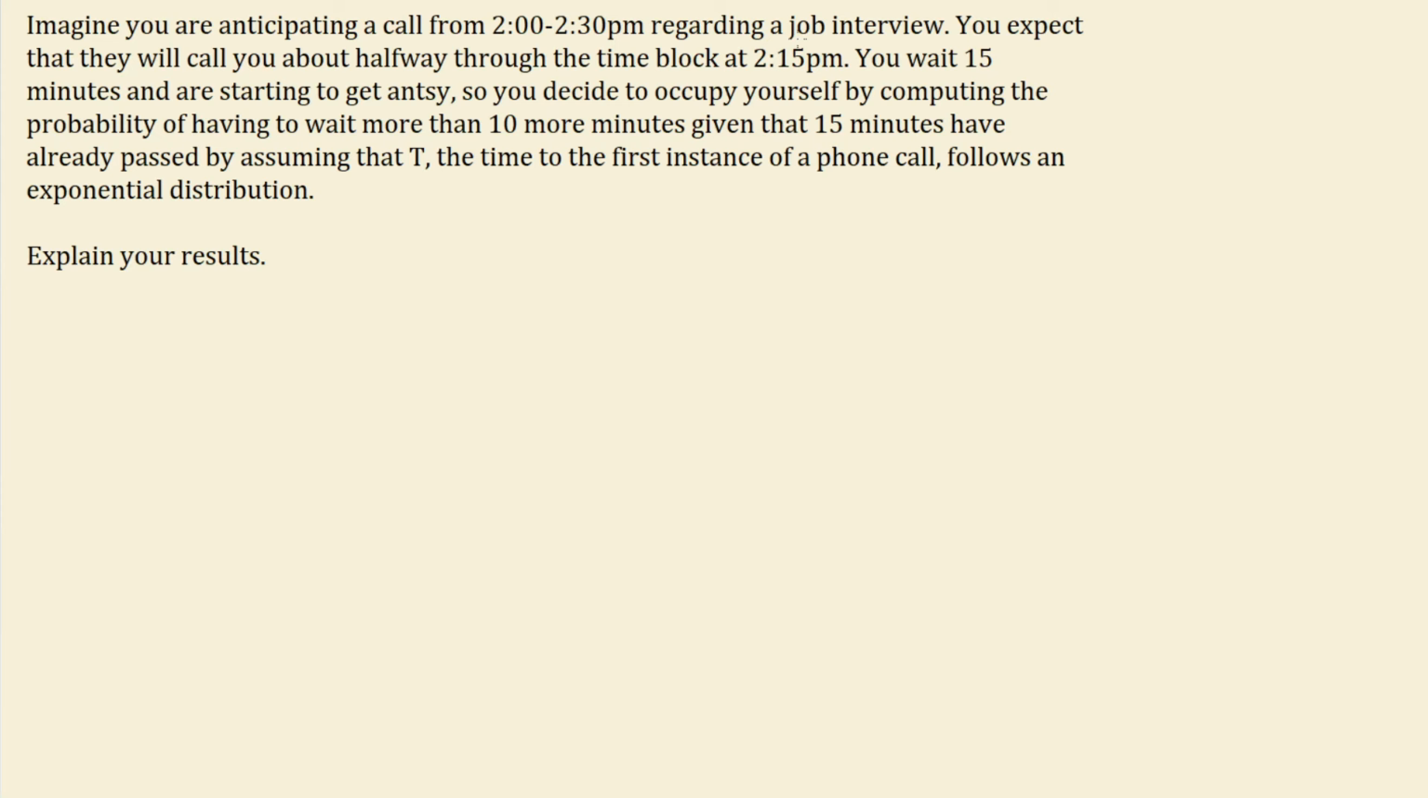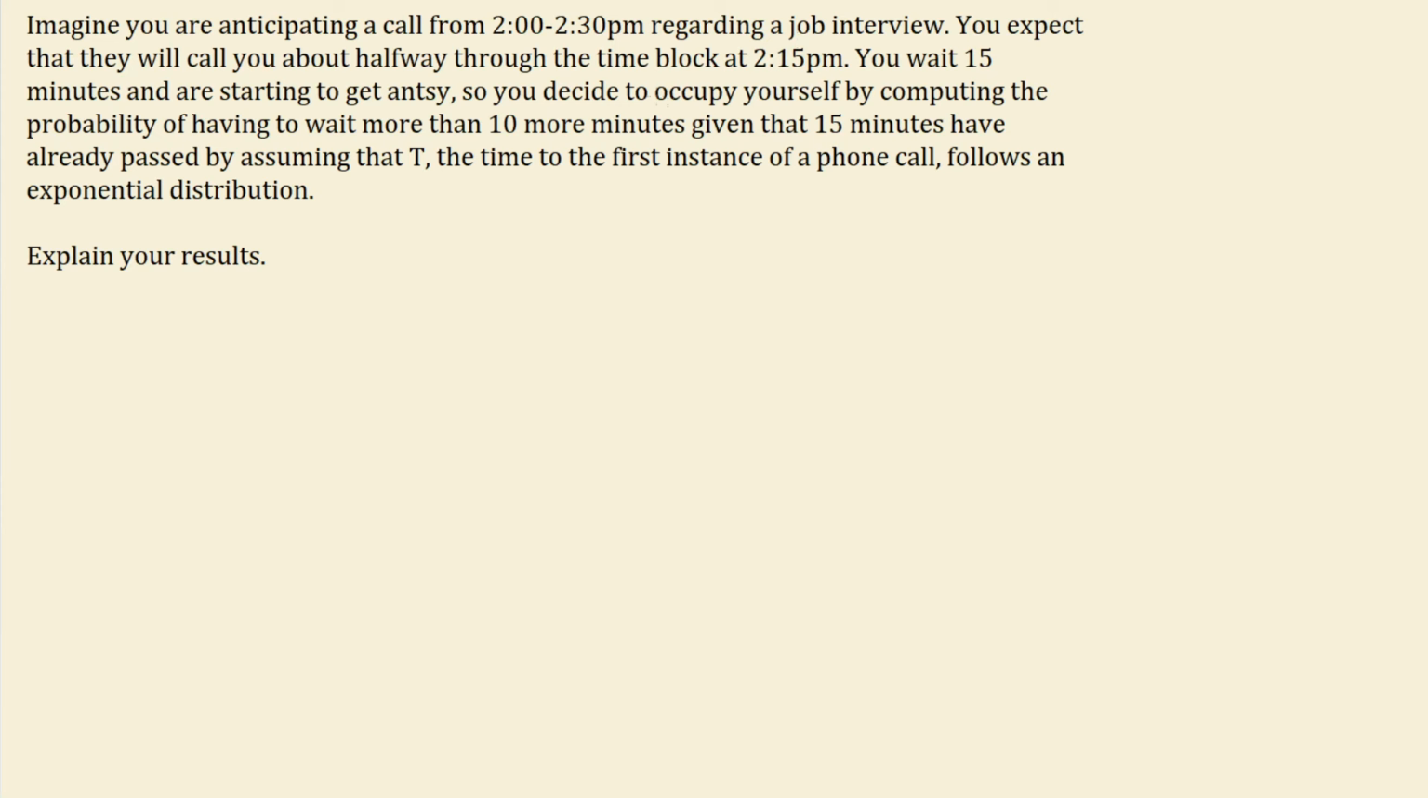So starting at 2 p.m., you wait 15 minutes, but you're starting to get antsy because this is when you thought you were going to get the call. And so you decide to occupy yourself by computing the probability of having to wait more than 10 more minutes, given that 15 minutes have already passed. You're thinking, how bad could it be? Am I going to have to wait more than 10 more minutes? And you're going to compute this probability by assuming that that t, which is what you call the time to the first instance of a phone call, is going to follow an exponential distribution. So we're asked to explain our results with respect to this question.